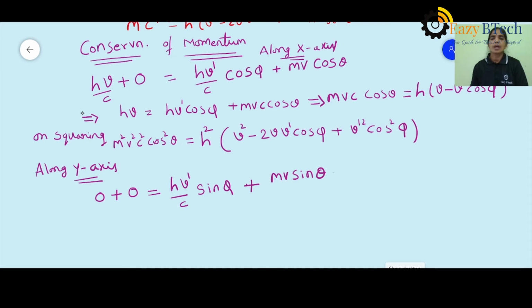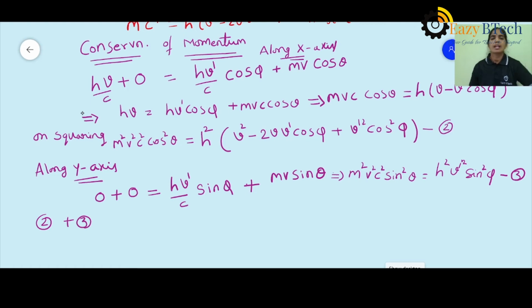The same thing I am going to write by squaring the equation. So I'll write this as m square v square c square sine square theta equal to h square mu prime square sine square phi. If you look at this, you can number this as 2 and this as 3. To get the total momentum, add 2 and 3.